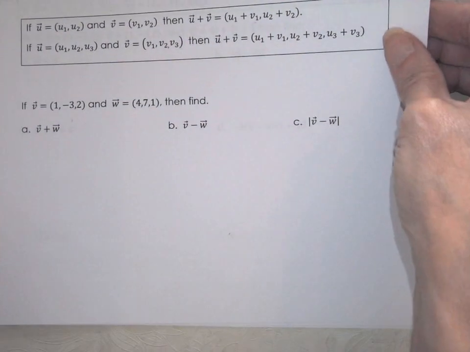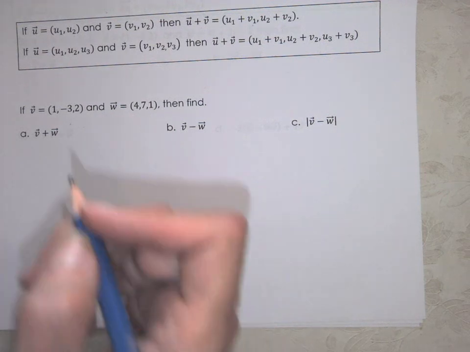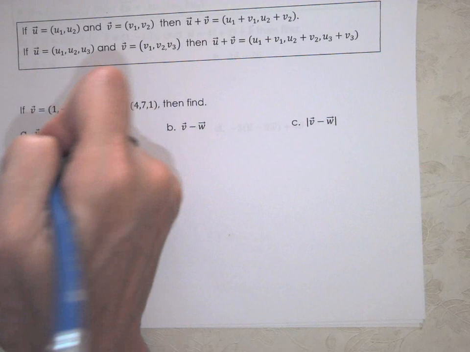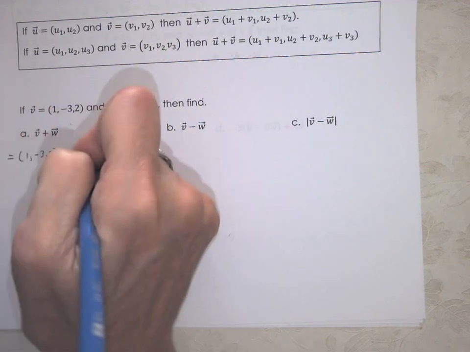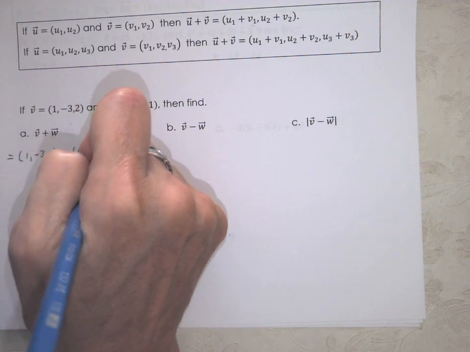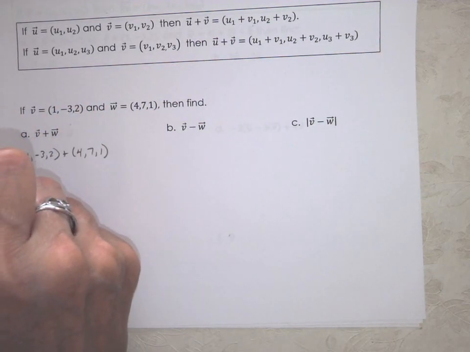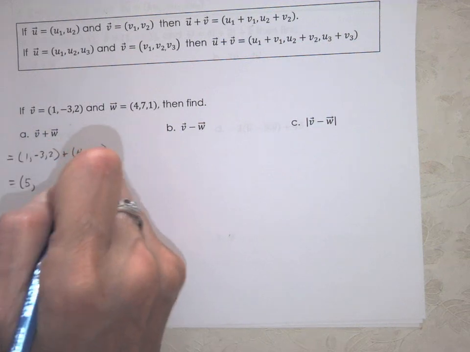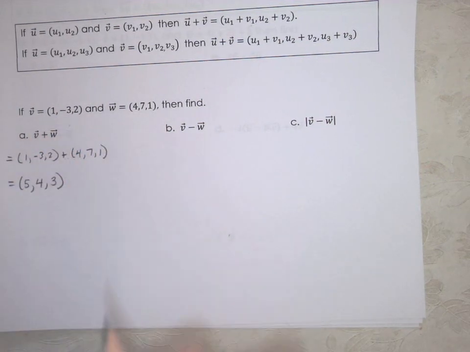So here we have a question. If v equals 1, negative 3, 2, so we're in 3 space now, and w equals 4, 7, 1, then find v plus w. So v plus w is going to be 1, negative 3, 2, plus 4, 7, 1, which is going to be, so 1 plus 4 is 5, negative 3 plus 7 is 4, 2 plus 1 is 3. So that's vector v plus w.